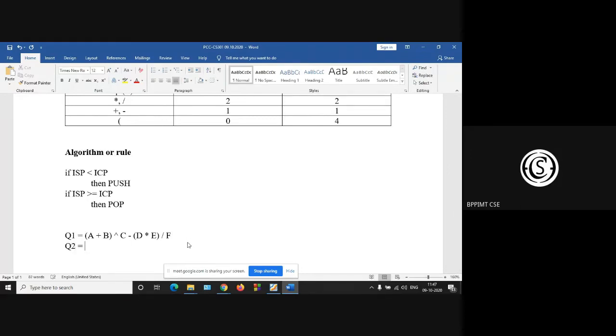Q2 is equal to, let, A plus B into C plus D divided by F plus D into E. So this is from Gate, and the other is from Mackout.